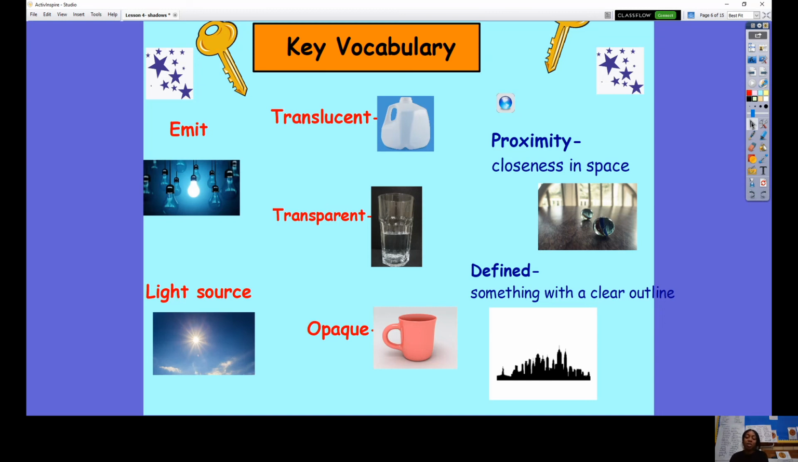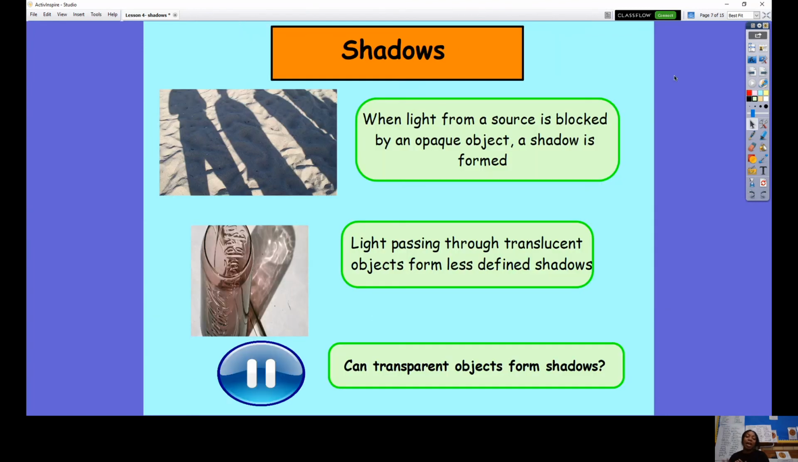And that just means something you can see clearly or with a clear outline. Moving on. So today we are looking at shadows, and we are going to be exploring shadows and creating shadows. And we're going to be writing up about them, because we are going to be writing up an experiment all about shadows and the proximity of a light source to an object and how that affects shadows.